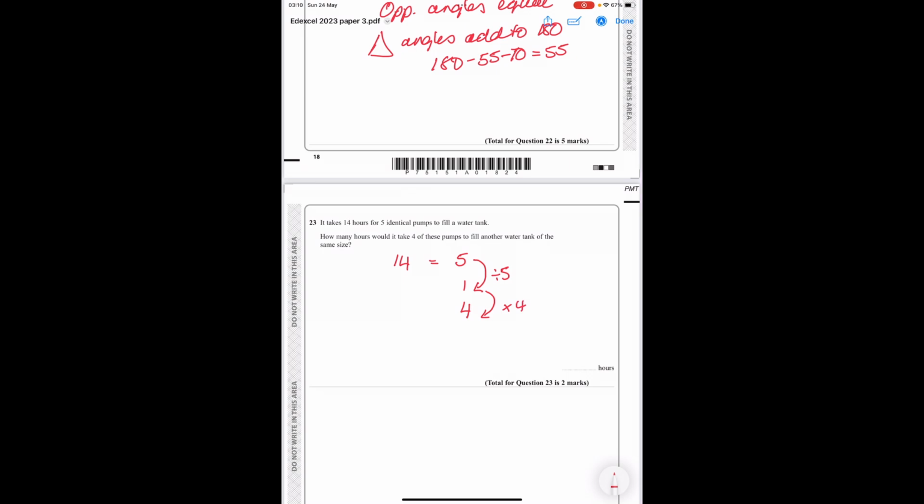Now this is inverse proportion, so we're doing the opposite. So on this side, we're going to times by 5 and divide by 4. And if we do that, we get the answer 17.5.